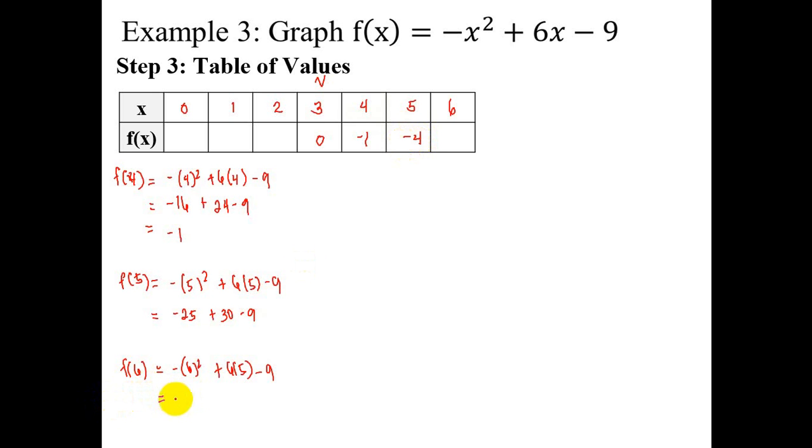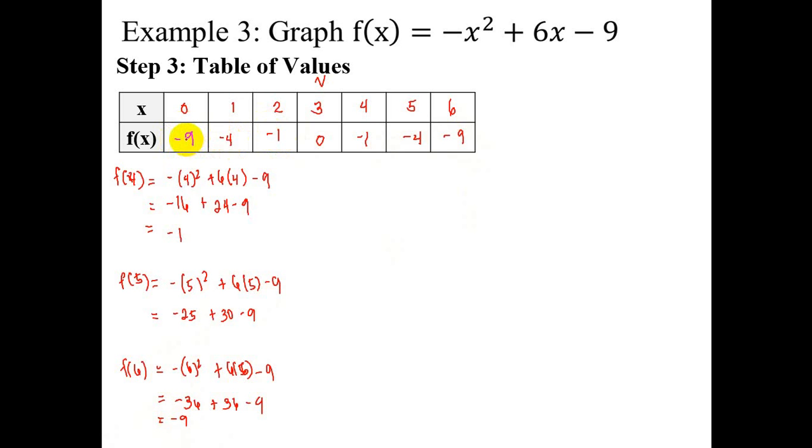Then lastly, we have 6 times 6, 36 times negative 1 is negative 36, plus 6 times 6, 36 minus 9. So therefore, it is negative 9. So f of 6 is negative 9. Symmetrical, f of 2 is also negative 1, f of 1 is also negative 4, and then f of 0 is also negative 9. So we already have our table of values.